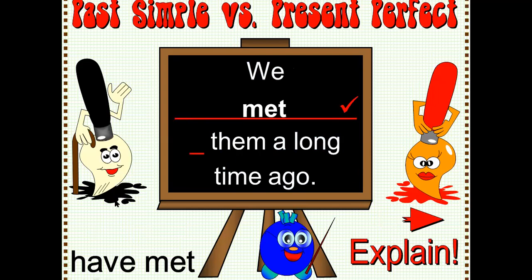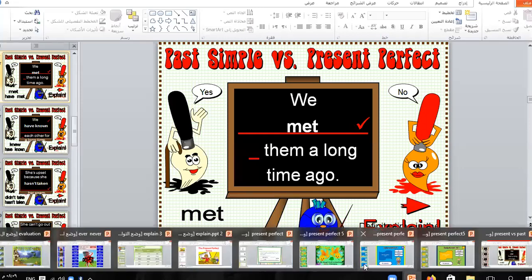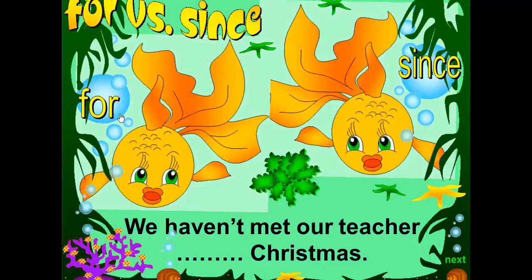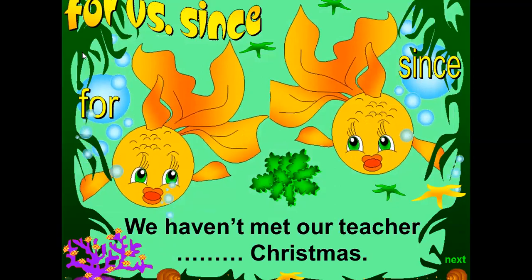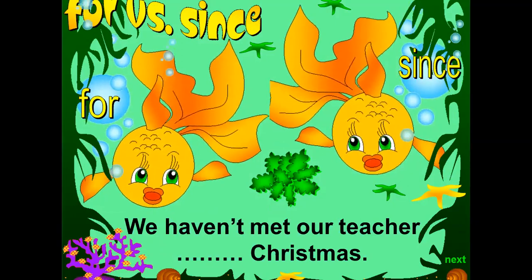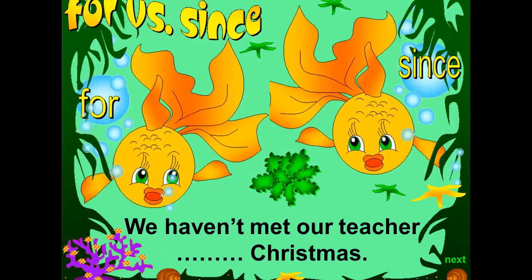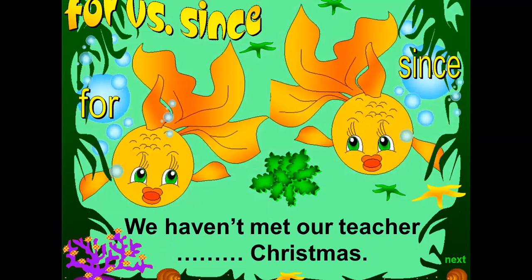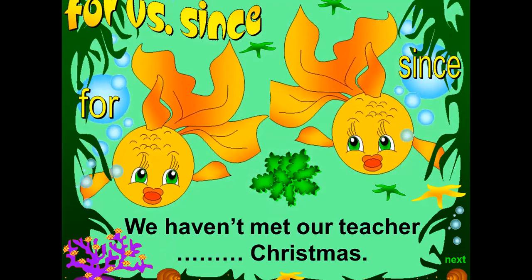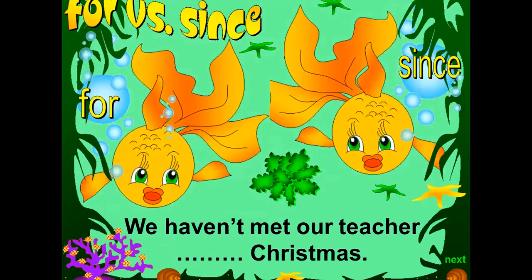Okay, my friends, let's move to another idea. Now we differentiated between past and the present. We have more examples, frankly, about this. Of course, now I'm going to discuss for and since. What's the difference between for and since? When I say for, I mean the amount of time. Okay. When I say since, I'm telling the point, the exact point.